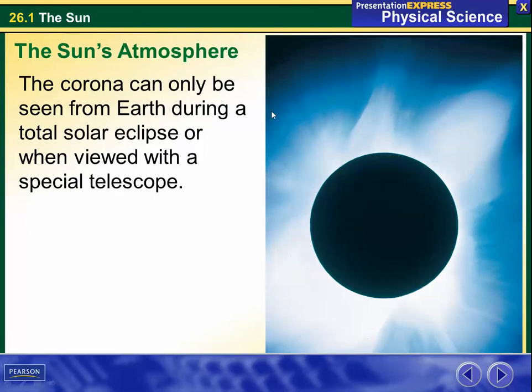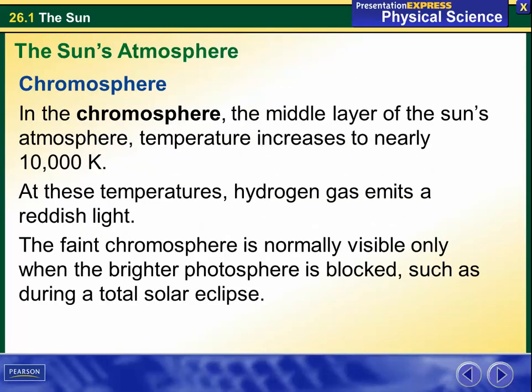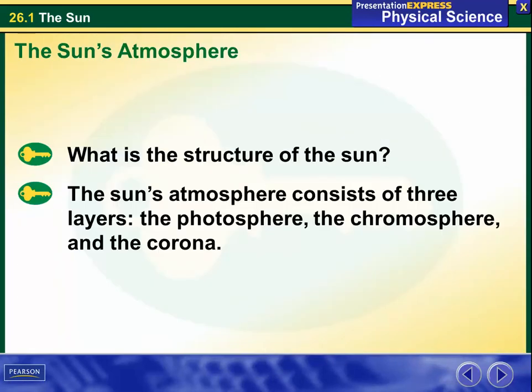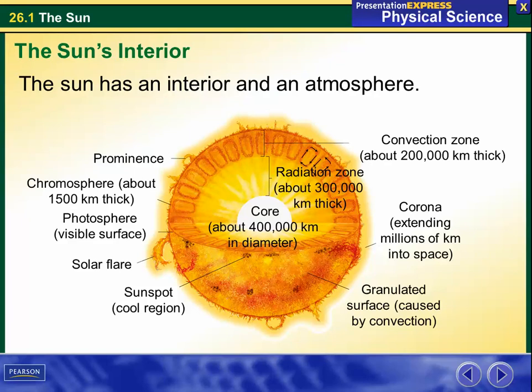Now we're going to work our way backwards, just to review. Corona, the outermost layer. Then we get the chromosphere, photosphere, convection zone, radiation zone, core, back to the center of the sun.